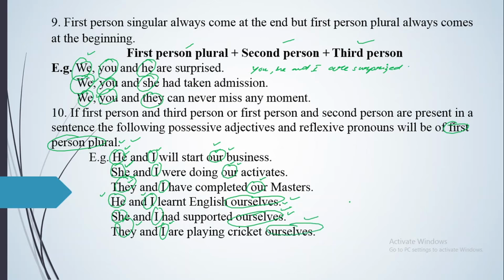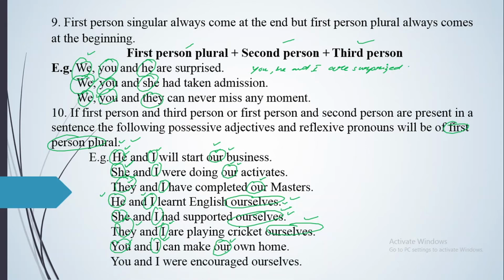Clear? We will have second person now. Third person we discussed. For second person and first person also you will bring the first person plural possessive adjective, and the reflexive case of the first person you will be using. Like you and I can make our own home. Clear? Our is now the possessive adjective. For second person it is also used. And for I, first person also, you'll be using the possessive adjective: our own home.